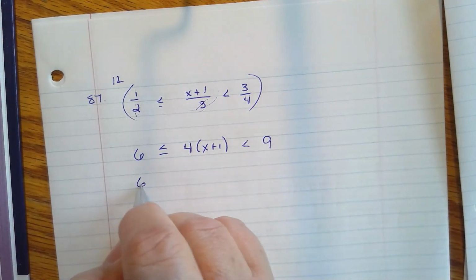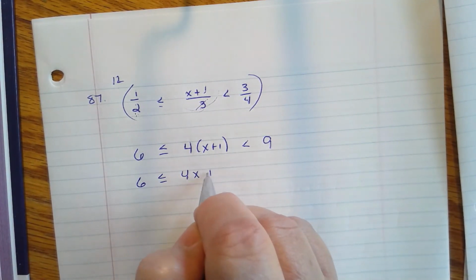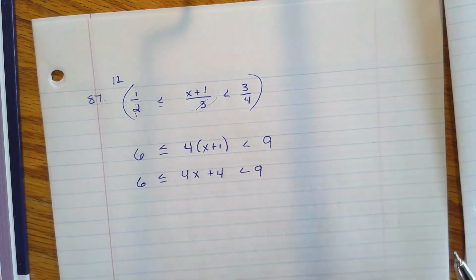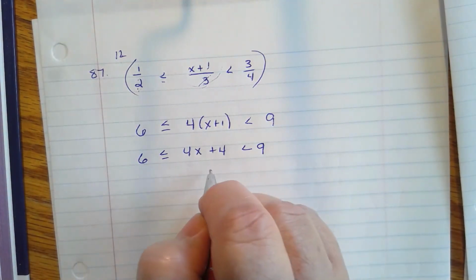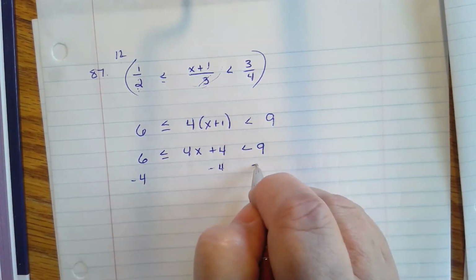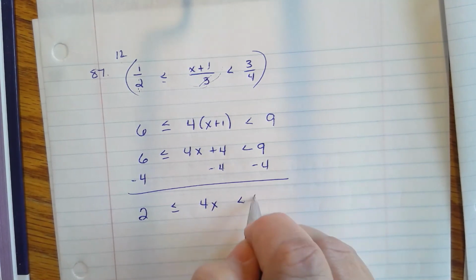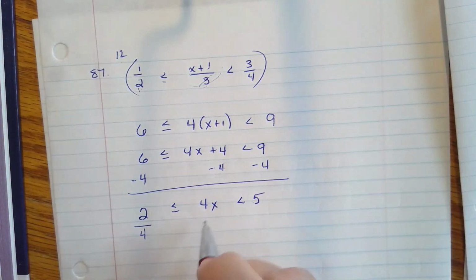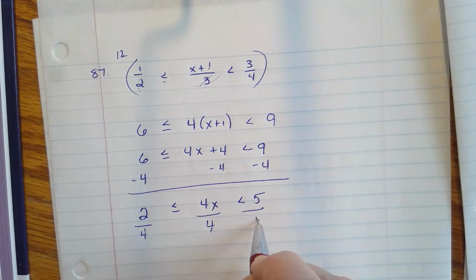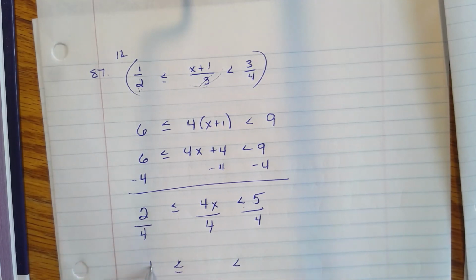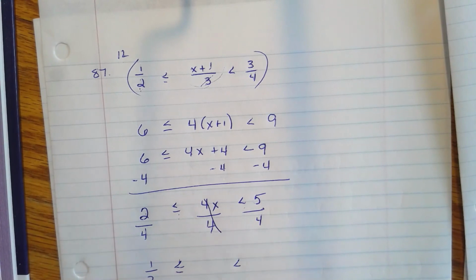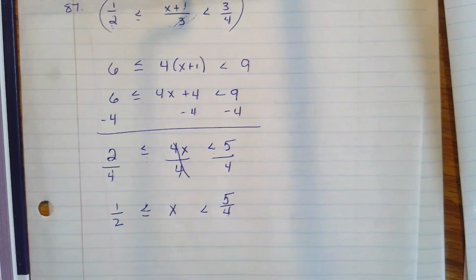Now I need to distribute that 4, and then it looks like a problem that I've done before. So I subtract the 4, then I'm going to divide by the 4, this 4. I'm dividing by a positive number, so it doesn't influence the signs at all. 2/4 is 1/2. Those 4s divide out, and 5/4 I just leave as 5/4.